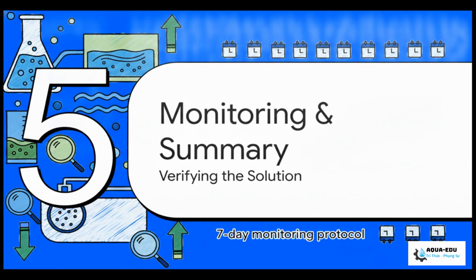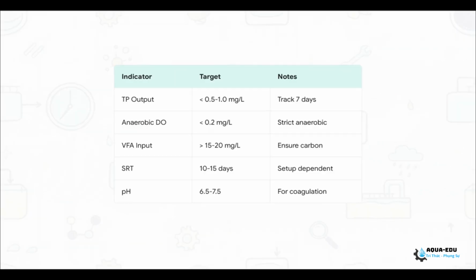Finally, part 5, monitoring and final summary. Because let's be real, corrective actions don't mean a thing if you don't verify they actually worked. Here is your daily checklist. You need to log these values religiously. Success is strictly defined as 3 to 7 consecutive days of stable total phosphorus well below the limits. You've got to verify the DO is staying below 0.2, the VFA is holding above 15 milligrams per liter, and that the phosphorus levels in your sludge are visibly rebounding. That's the proof that your luxury uptake is back online and working.